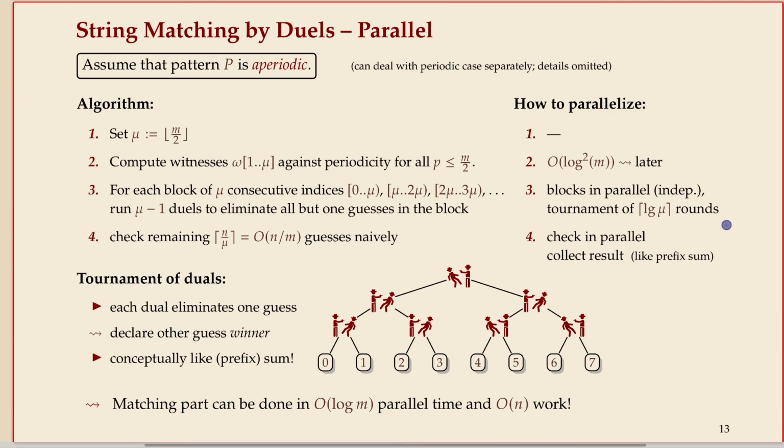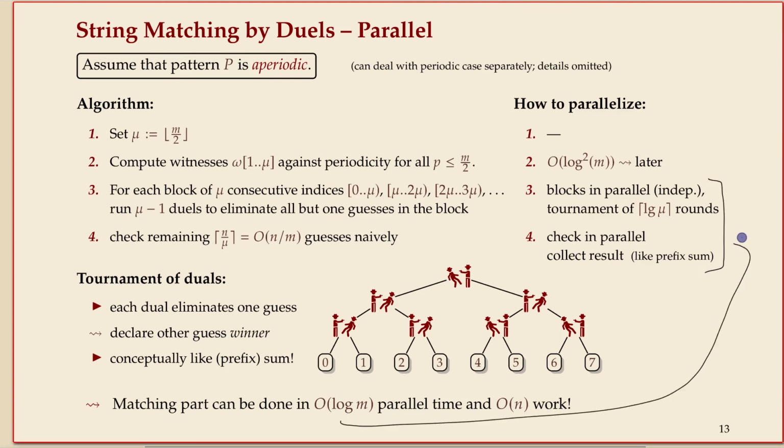Right, so the matching part, what I mean by this is this one. The part that does all the duels and checks the surviving guesses, that's the matching part, and that can be done in log m parallel time, and linear work, order n work. So that's pretty much as good as possible. The only slightly more complicated step is this second one.